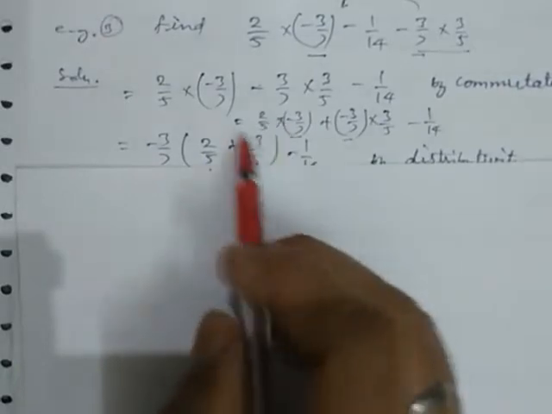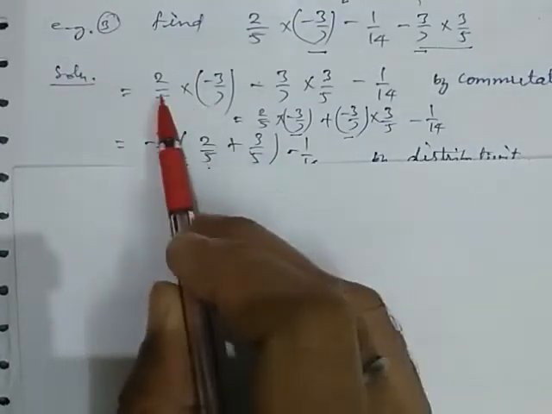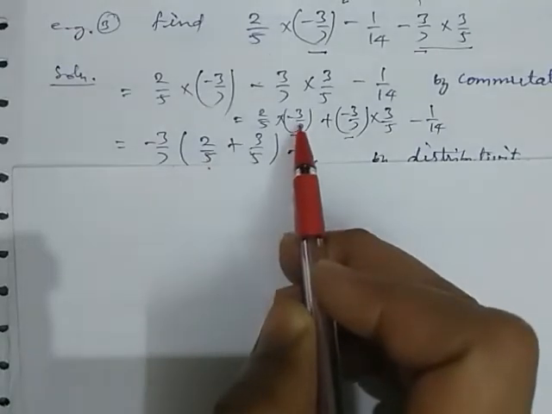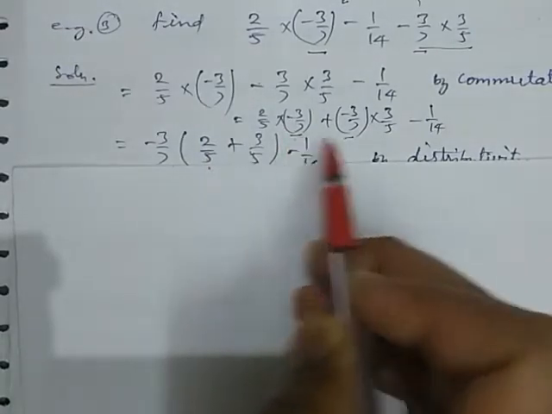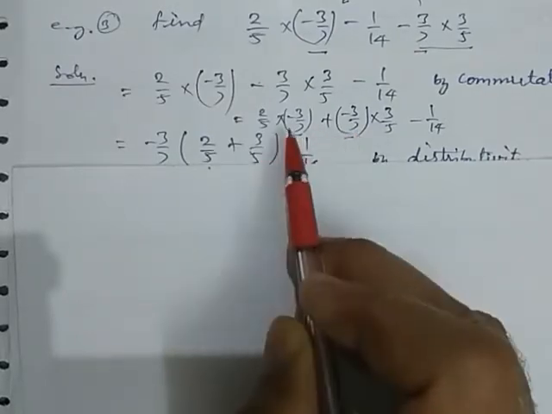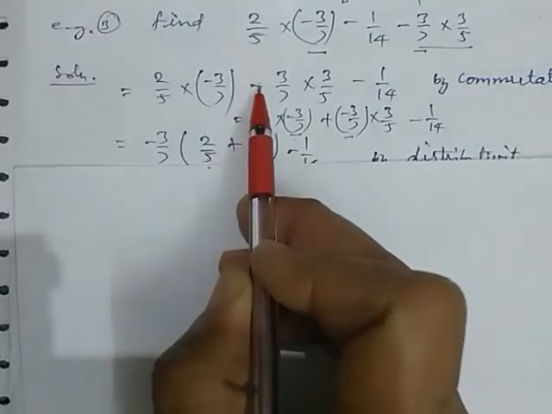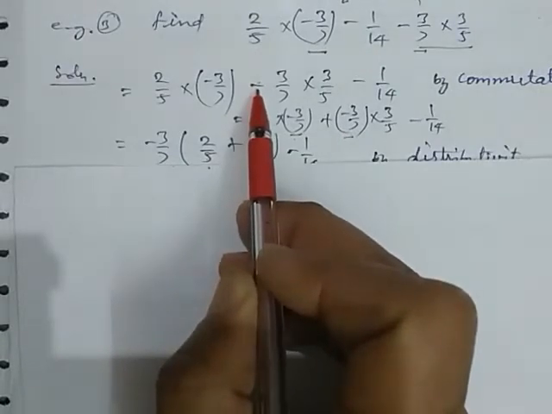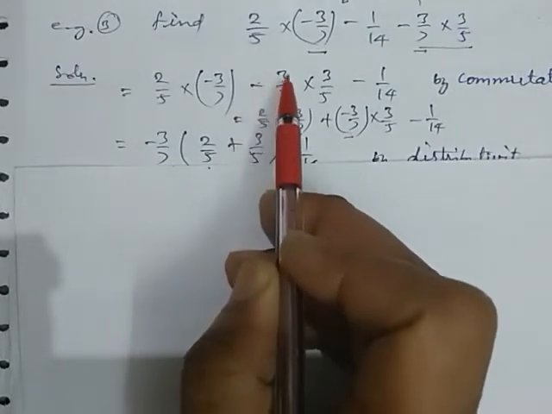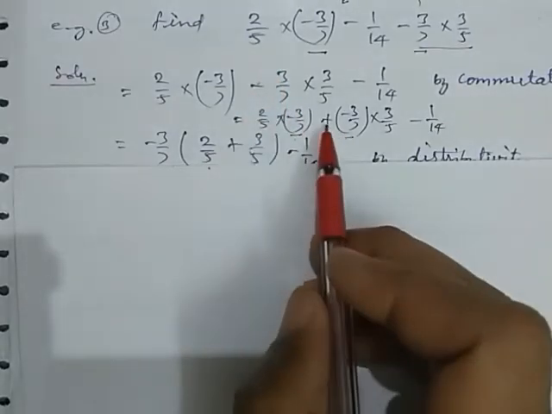Now here we can see this minus 3 by 7 and this minus 3 by 7 are common, but before we take it common, first we shift this minus into this 3 by 7 and put plus here.